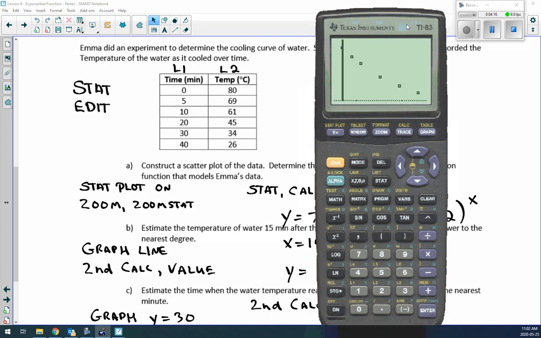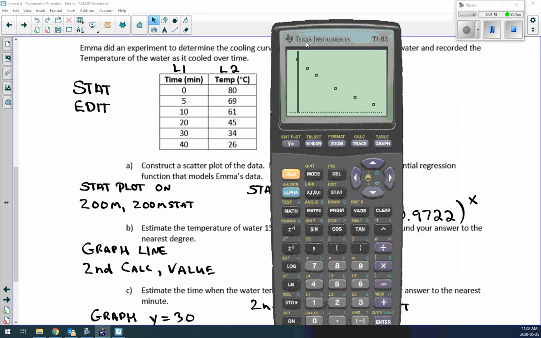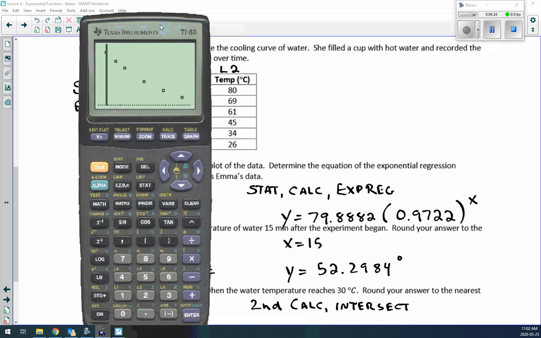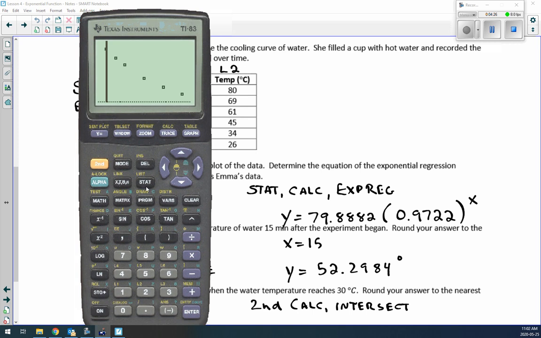Okay. So how do we find the equation? Okay, well, that's not that difficult. Stat, calc, and we're doing an exponential regression here. Okay, so stat, calc, exponential regression. Keep going down the list. There it is there, EXP, right? Hit enter. It's going to do L1 and L2 automatically if you hit enter. If not, you can put them in. And there it is there.